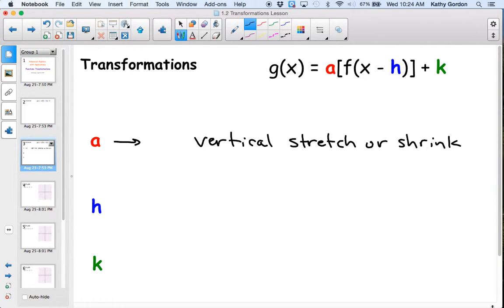Whereas if I start with that same parent and I do a shrink or a compression, then what happens to my graph? It's getting wider. Okay? So you're using your parent function as the comparison. And if the graph you're talking about looks skinnier, looks narrower, then we must be doing the vertical stretch. If it looks like it's wider than what the original parent was, then we must be doing a vertical shrink. Okay? So, let's be more specific here for just a second.